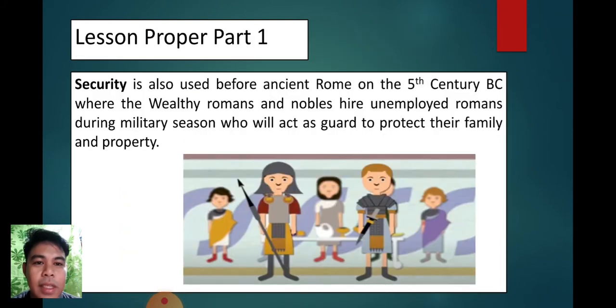So, security in ancient Rome in the 5th century BC, I discovered that the wealthy Romans and nobles employed Romans during military season. So the unemployed Romans, those who were strong and sturdy, were the ones taken as guards to protect their family and property.